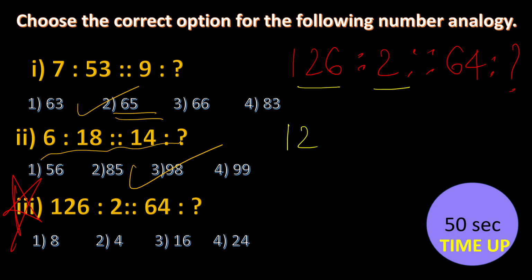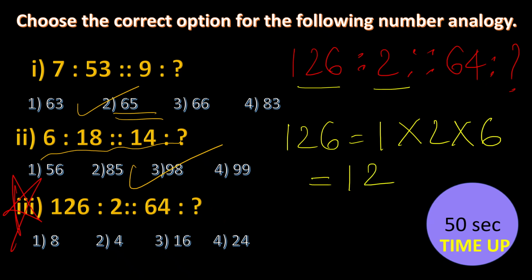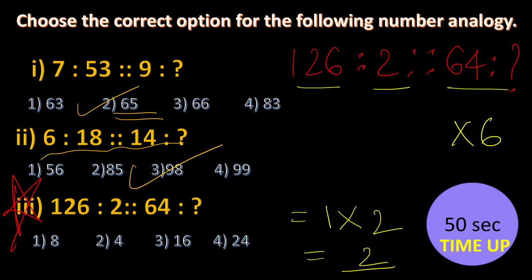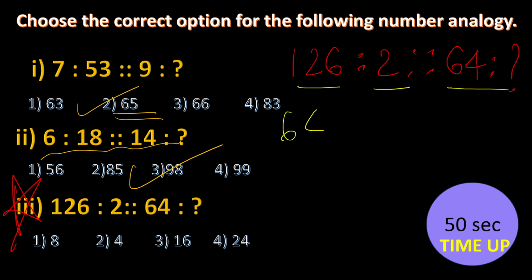Here they have done 1 into 2 into 6 which will give you 12. Then 12 also they have multiplied within the number. That is 1 into 2, that will give you 2 as the answer. Same logic you need to apply for 64. So 64, you will write 6 into 4 which will give you 24. Then 24 again they have multiplied within the number. 2 into 4, that will give you 8.